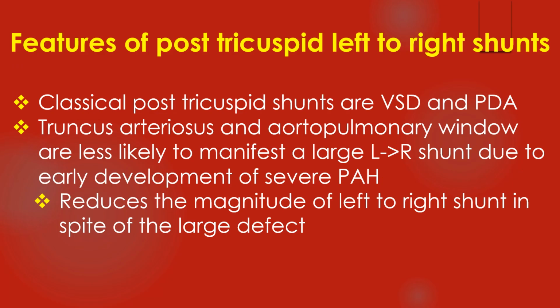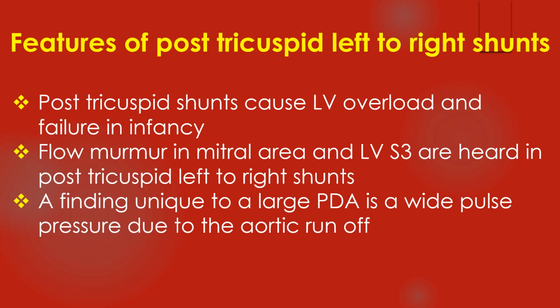The classical post-tricuspid shunts are ventricular septal defects and patent ductus arteriosus. The other post-tricuspid shunts, truncus arteriosus and aortic pulmonary window, are less likely to manifest a large left-to-right shunt due to the early development of severe pulmonary hypertension, which reduces the magnitude of left-to-right shunt in spite of a large defect. Post-tricuspid shunts cause left ventricular overload and failure in infancy.